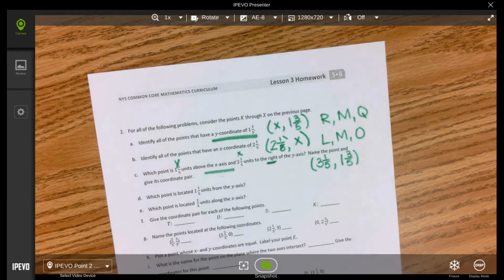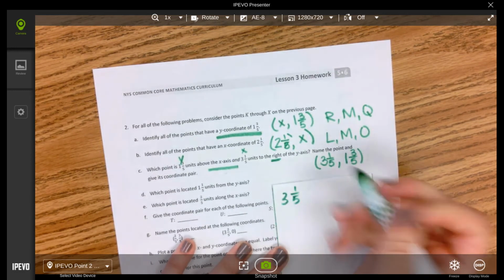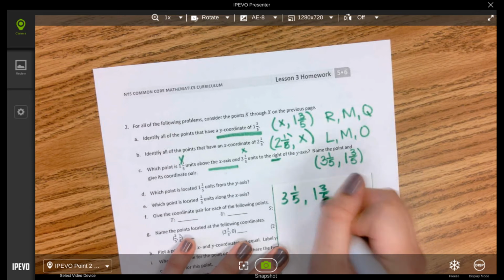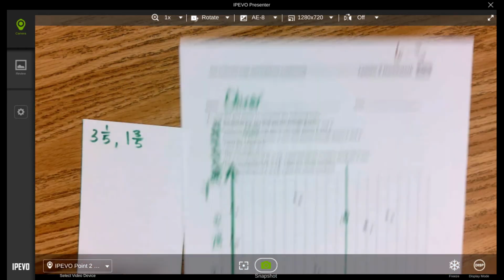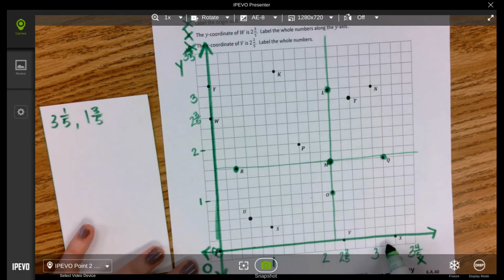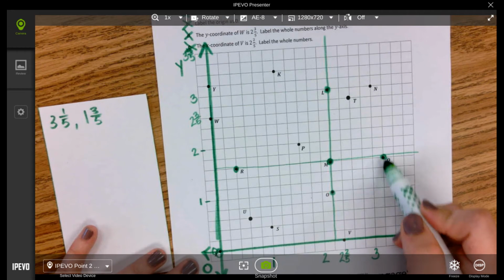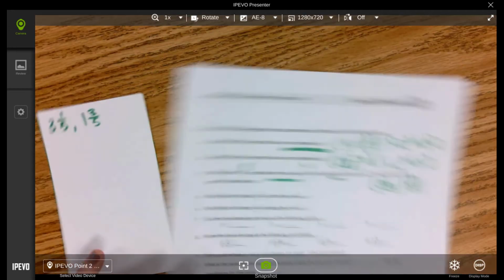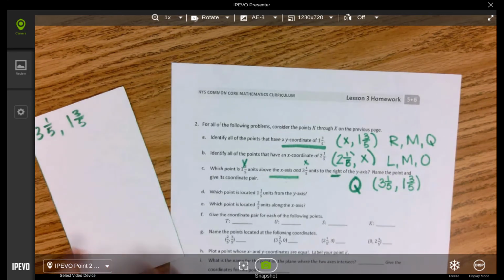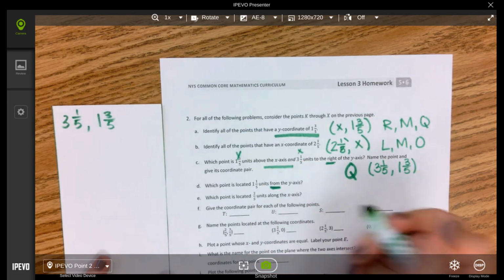And honestly, it might be helpful to write those on a little separate piece of scrap paper, so that when you flip, you remember, because I know I forget. All right, so we're going to go across 3 1/5, so I'm over here. And then we're going to go up 1, and then 3/5, so 1, 2, 3. Looks like Q is our point. Q. All right, which point is located 1 1/5 units from the y-axis?